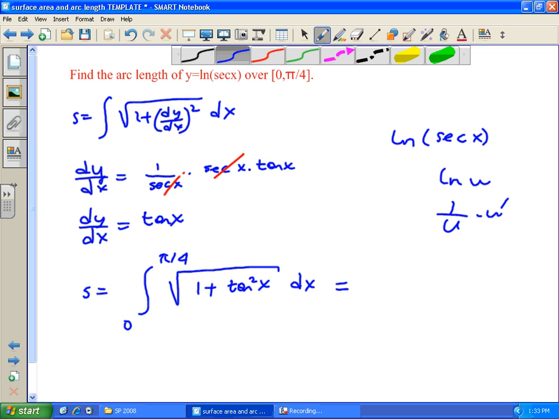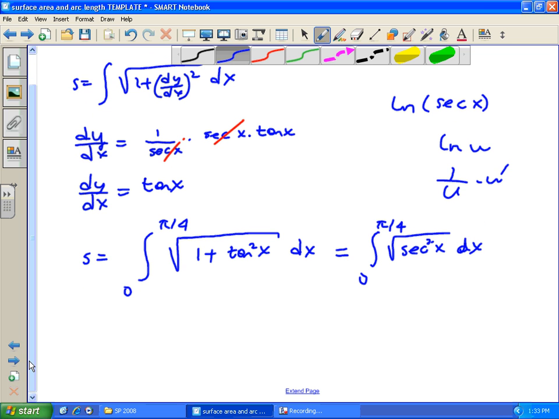What do we know about this 1 plus tangent square quantity? Exactly. So that is the same as the square root of secant square x. And secant is positive in that interval. It can come out as positive secant x. And what do we know about the integral of secant x?